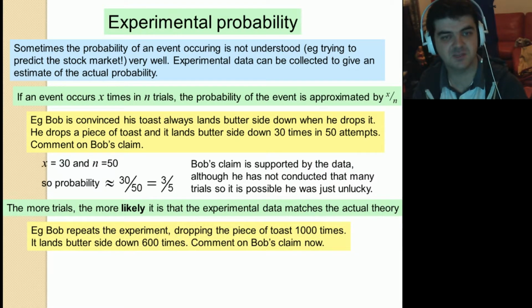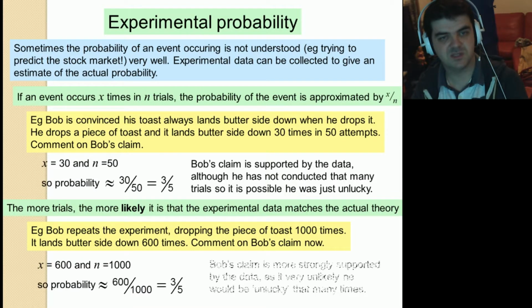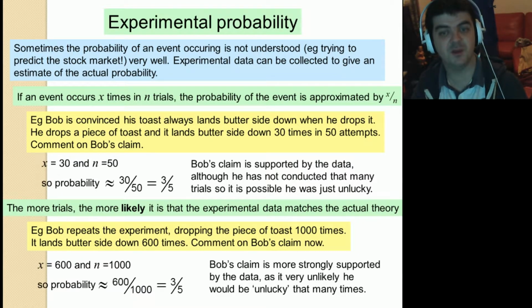Bob repeats the experiment, dropping the piece of toast 1,000 times. It lands butter side down 600 times. Comment on his claim now. Still 3/5. Bob's claim is more strongly supported by the data, as it is very unlikely that he would be unlucky that many times.